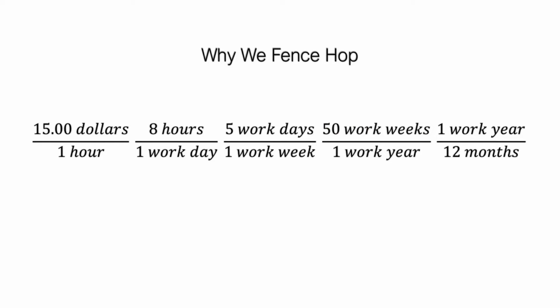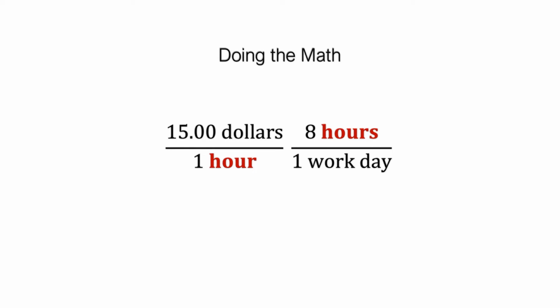Here is why. If we treat the units like they are variables in algebra, they can be canceled out. Hours are on opposite sides of the fence, they will cancel. Work days are on opposite sides, they will cancel. Work weeks are on opposite sides, they cancel. And yes, work years are on opposite sides, they will cancel. Let's look at only the first two fractions. After canceling hours, we're left with uncanceled units, dollars, and work day.